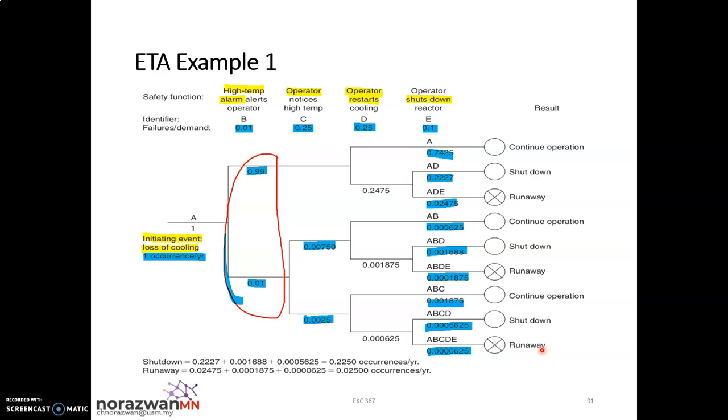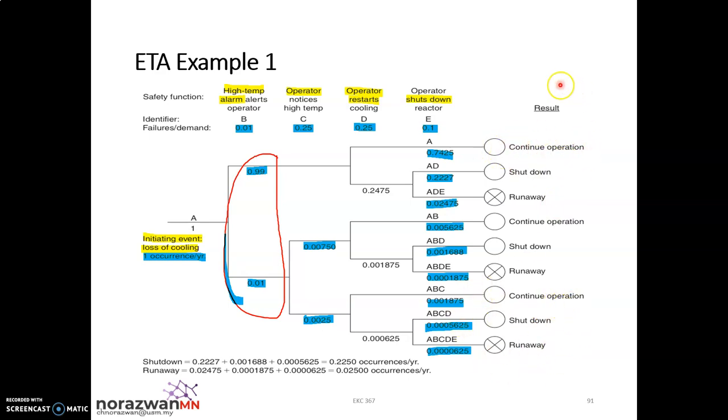What does runaway mean? It means the process is still going on, but with high temperature. So the process is in a runaway condition. So you have your shutdown and also runaway condition. Part of them you can continue the operation.